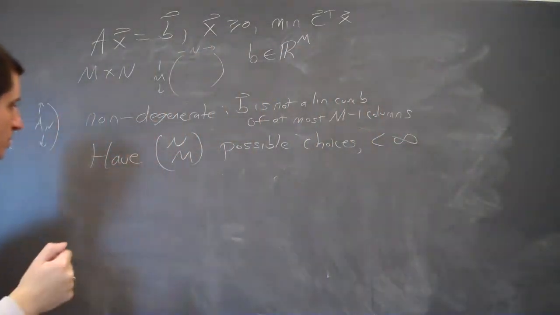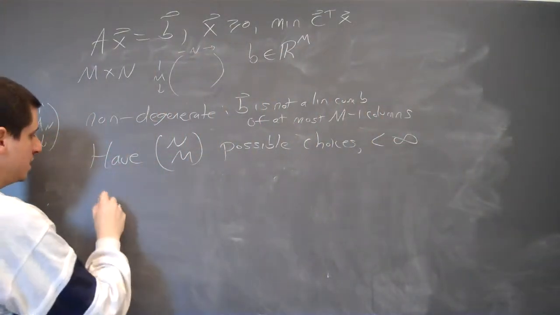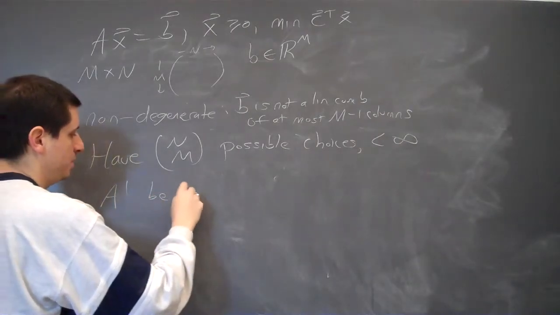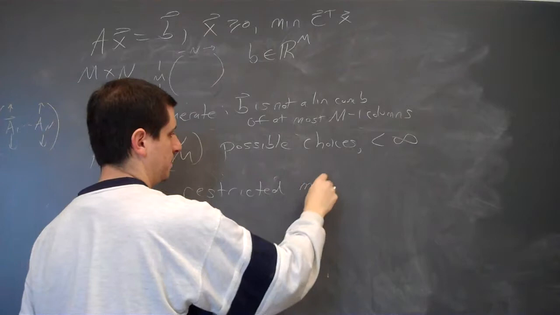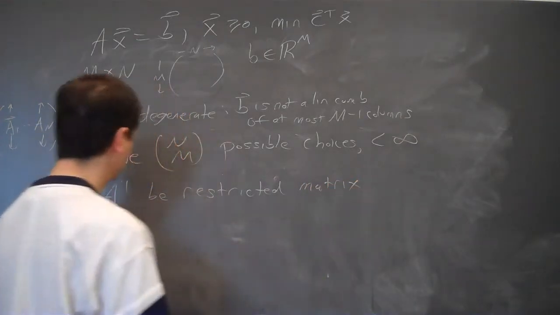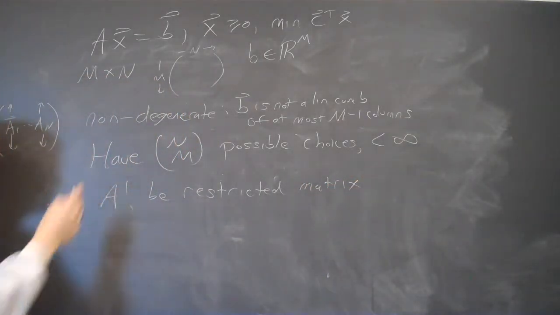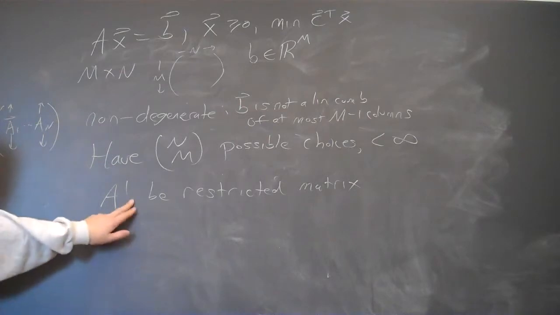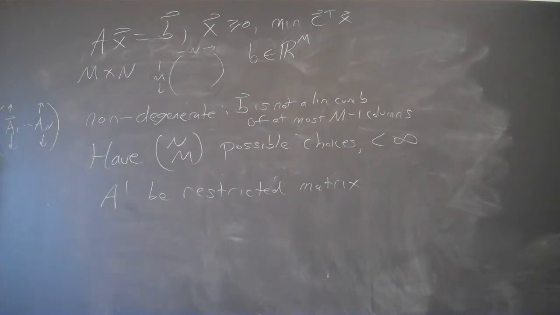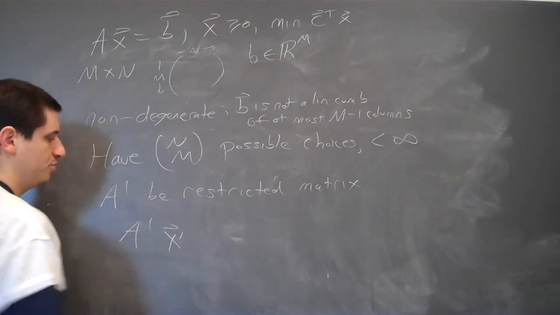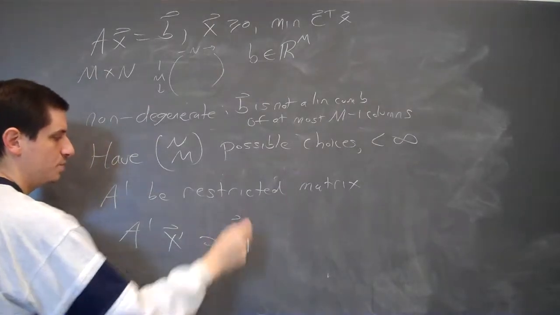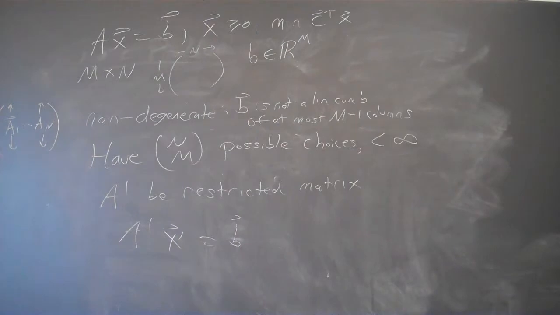Alright, so let's think how we would do this. Let A prime be the restricted matrix. Sometimes, instead of A prime, they write A sub B to say we're taking a base from these columns. And now we have A prime x prime equals B, and we're trying to solve this equation. How many solutions are there to this equation?